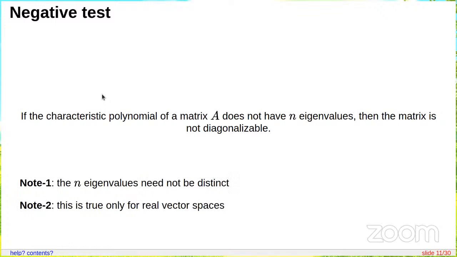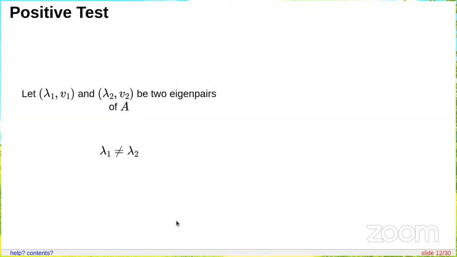Note, don't worry too much about this. The n eigenvalues need not be distinct, and whatever statement I have here is only true for real vector spaces. But do you get this test? If you don't have n eigenvalues, then you don't have n linearly independent eigenvectors, and you cannot diagonalize the matrix, or rather the matrix is not diagonalizable. Okay, moving on. So there is another test.